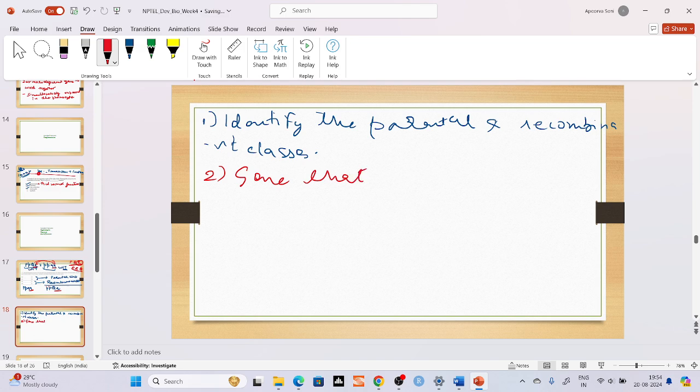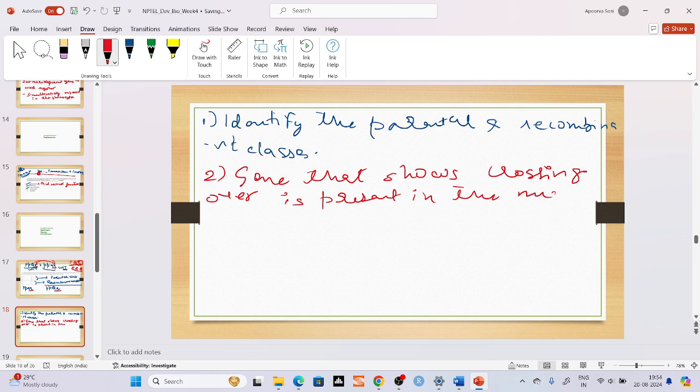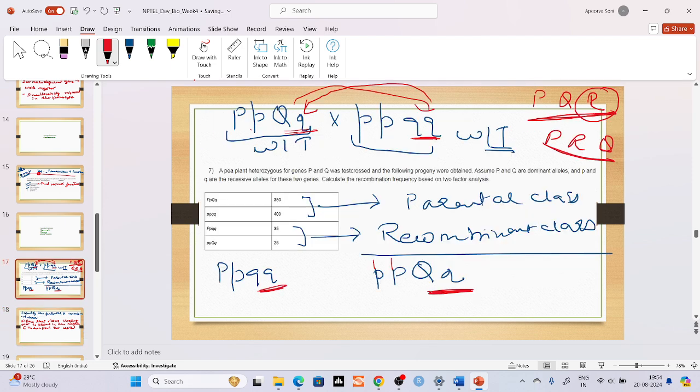The gene that shows crossing over is present in the middle. This is for 3 point test cross. Okay, now we can solve this question easily.